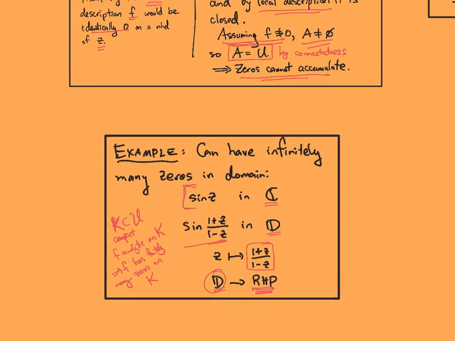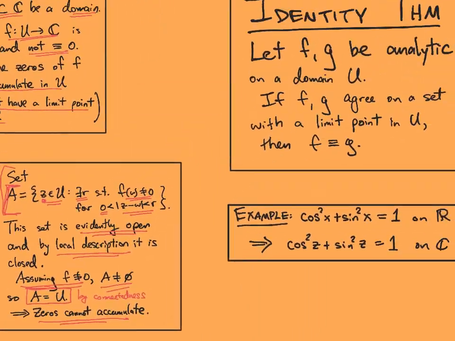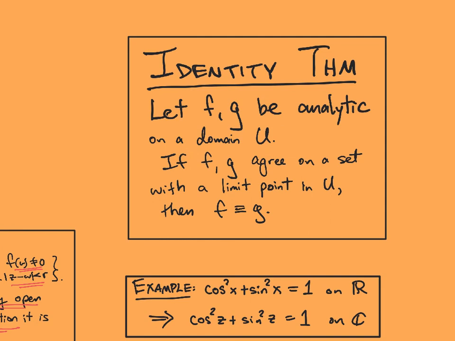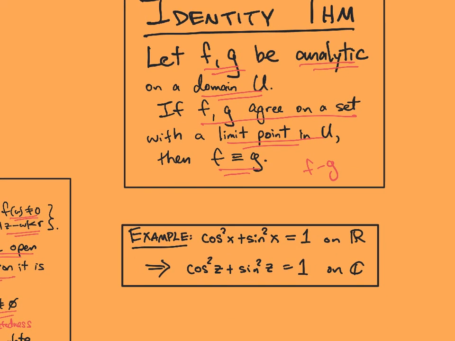Okay, out of the fact that the zeros cannot accumulate, we can get something called the identity theorem. That just says that if I have two analytic functions on a domain U, and if they agree on a set with a limit point, then they have to be identical. This is just the fact that f minus g is analytic, and the assumptions say that f minus g has a sequence of zeros that accumulate in U. So by the previous theorem, f minus g has to be identically 0. So this is useful in all kinds of places.